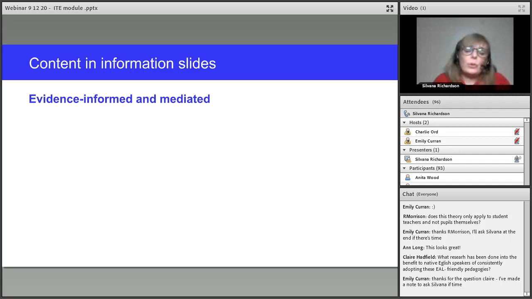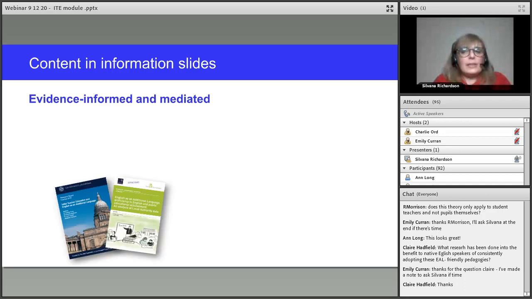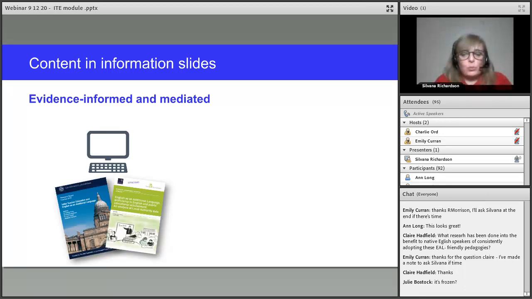Just a very quick comment about information slides. We have tried to make sure as much as we possibly could that the content was evidence informed, but also we say that the content in our materials is mediated. So what do we mean by this?